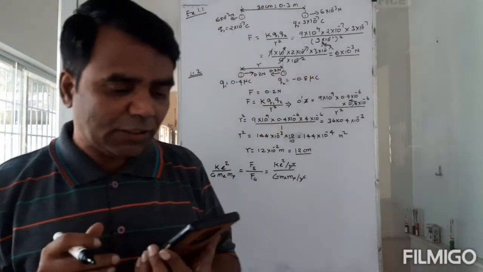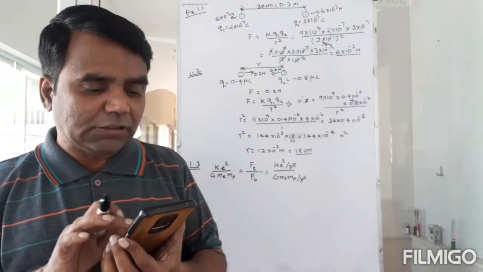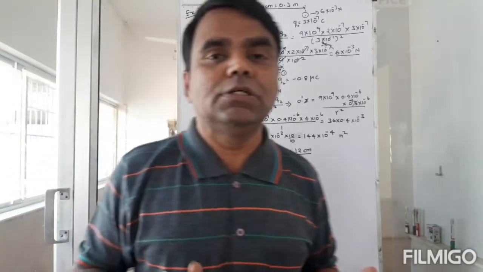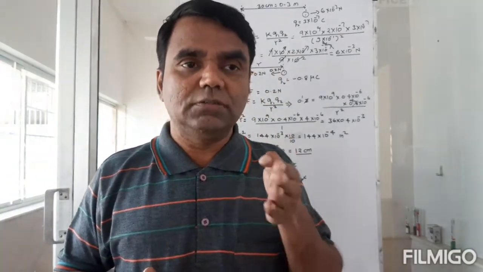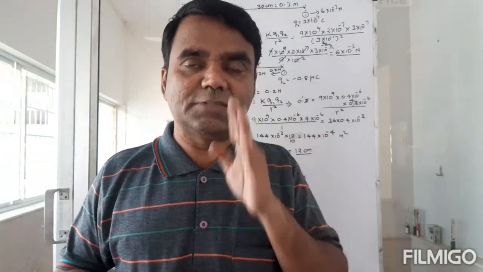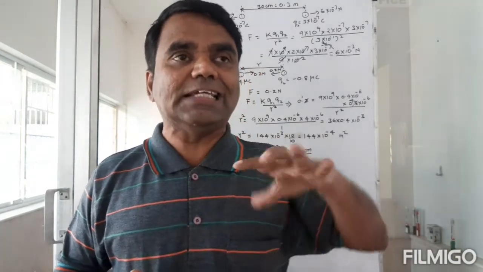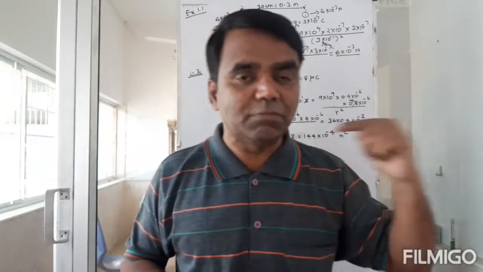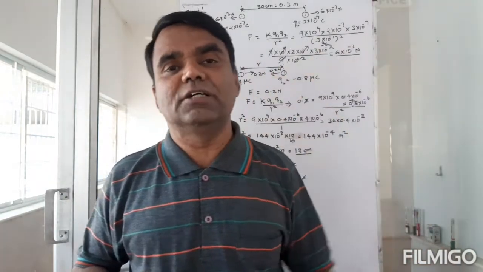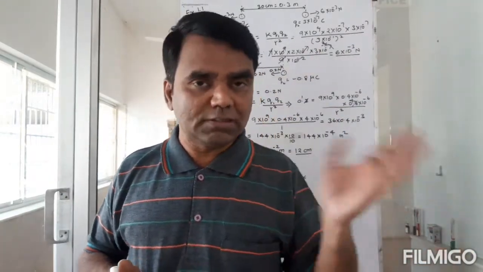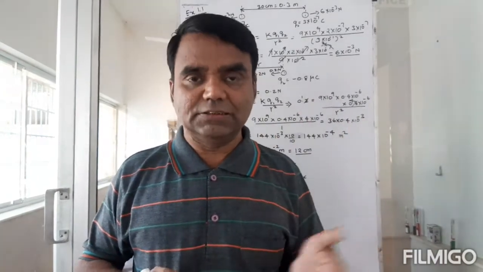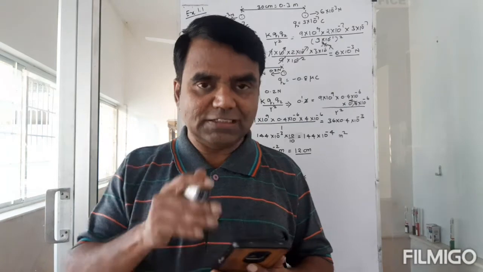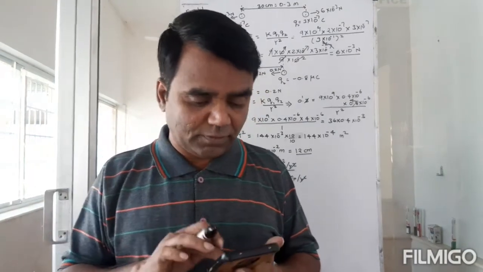Explain the meaning of the statement: electric charge of a body is quantized. We have already discussed that. There is a basic unit, e, which is 1.602 times 10 to the power minus 19, and any other charge will have to be an integral multiple of this charge, whether positive or negative. That's what we discussed in the class. That's why we say it is quantized.